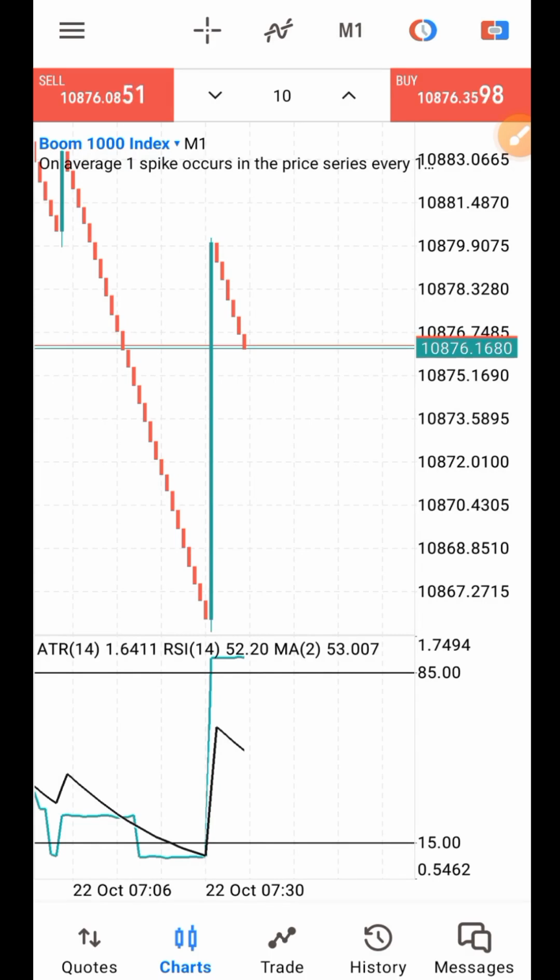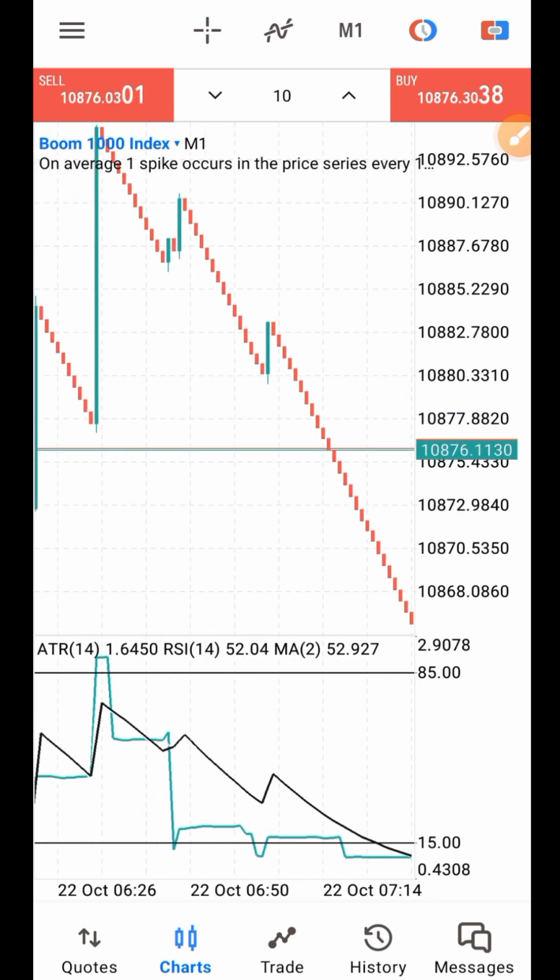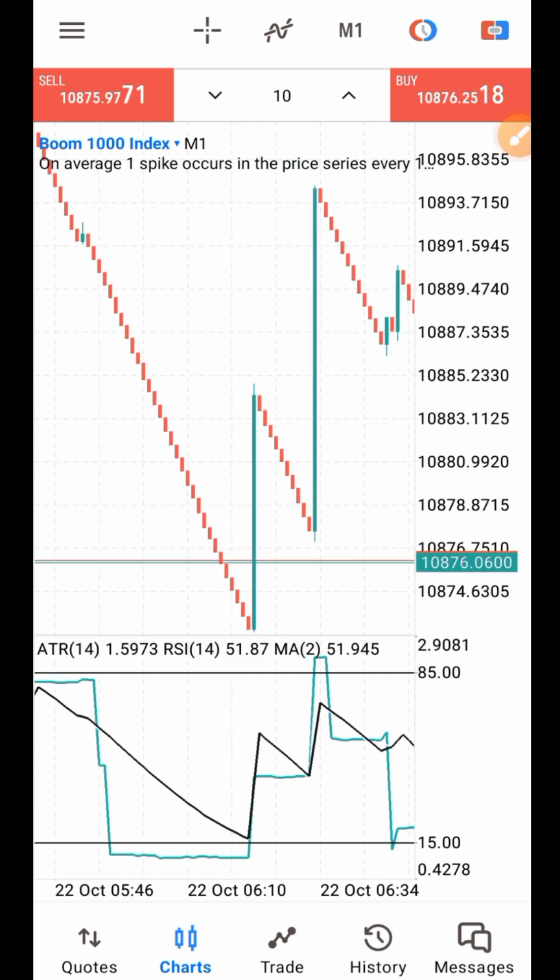So guys, I'm giving you this simple strategy in trading Boom and Crash. You understand? This strategy works in two ways. It can be used to catch spikes and it also can be used to scalp, to trade against the spike.